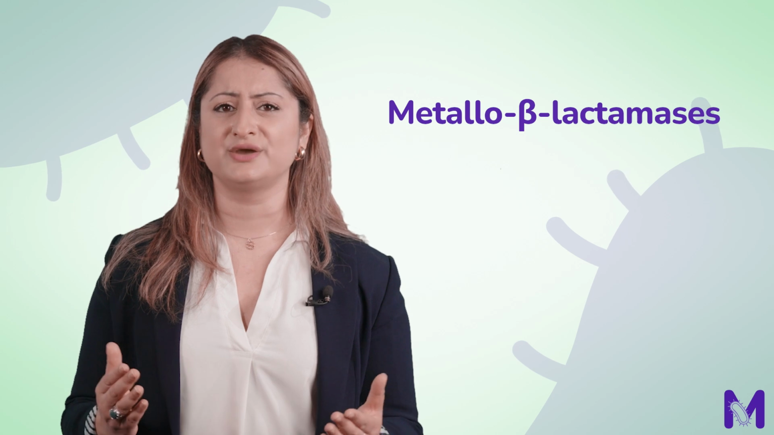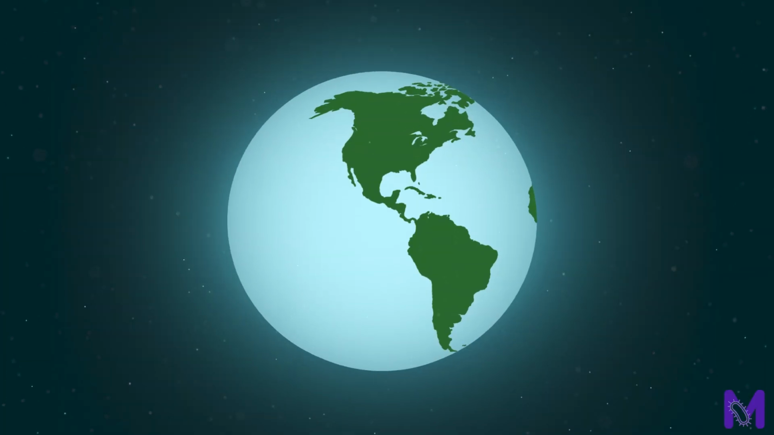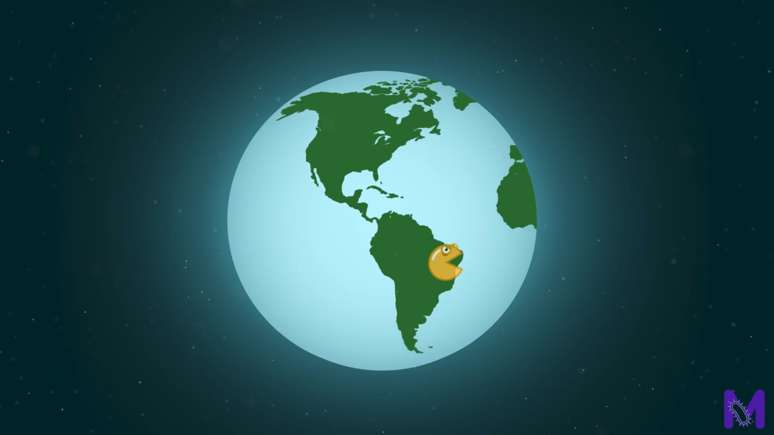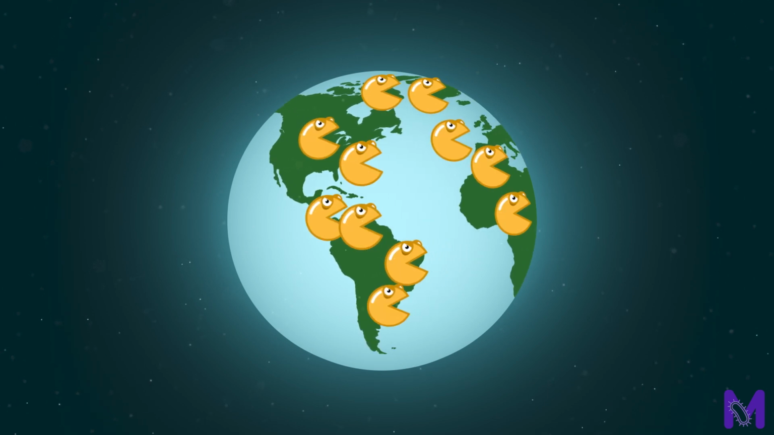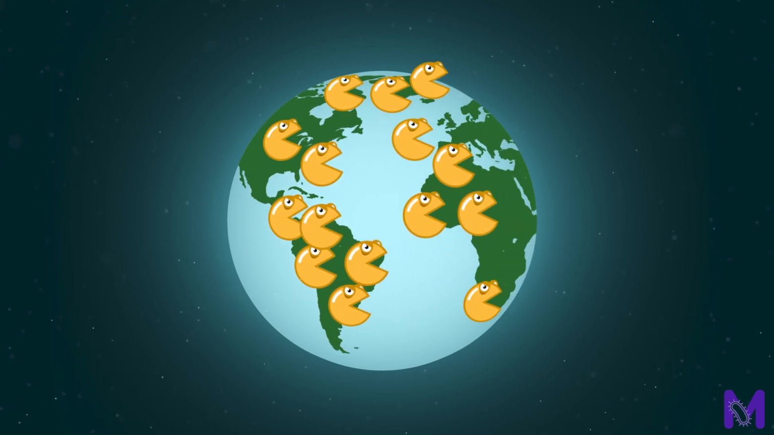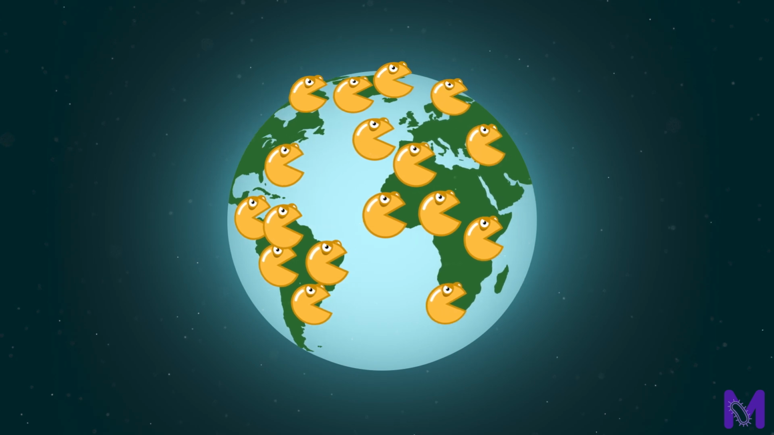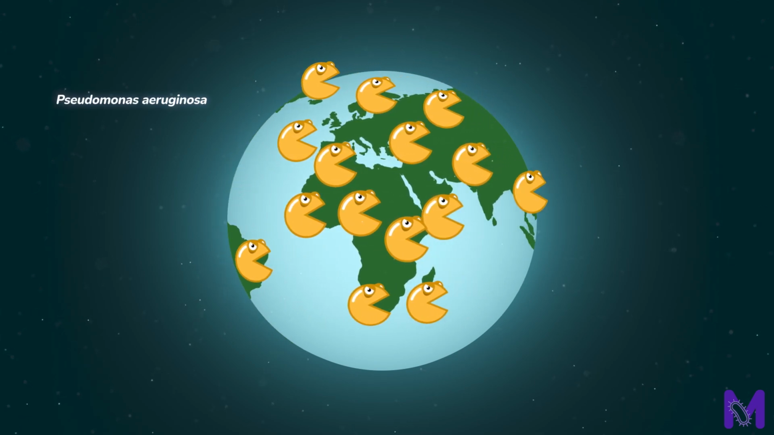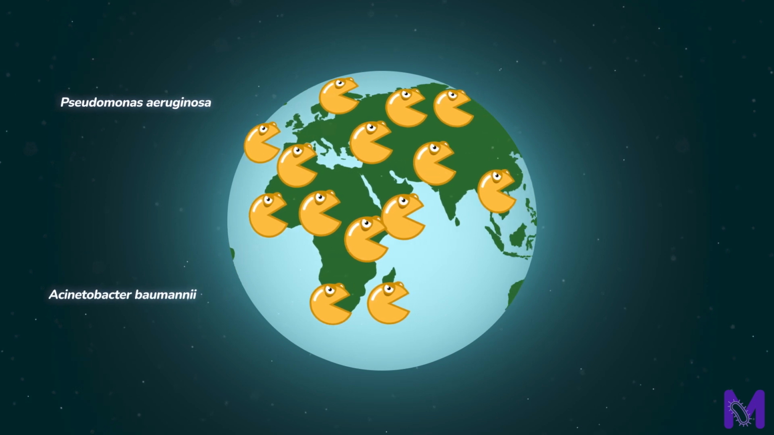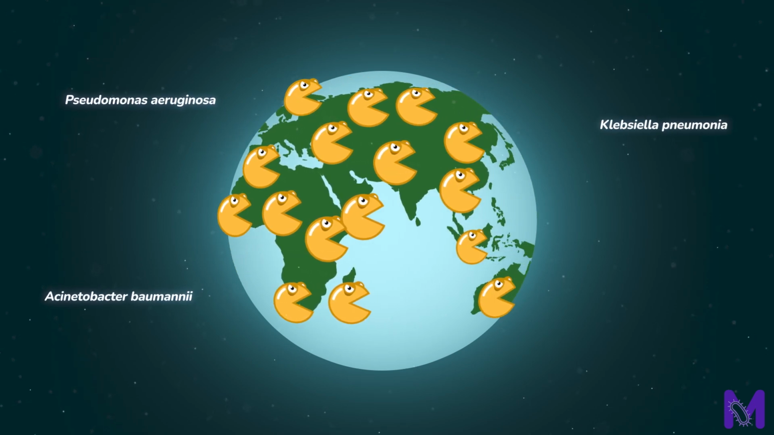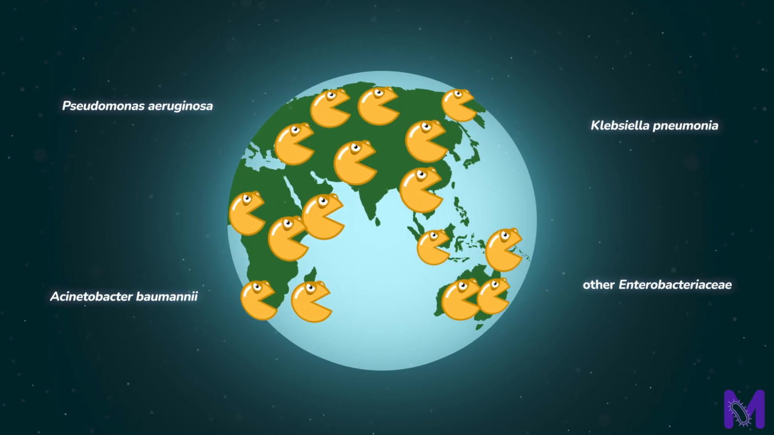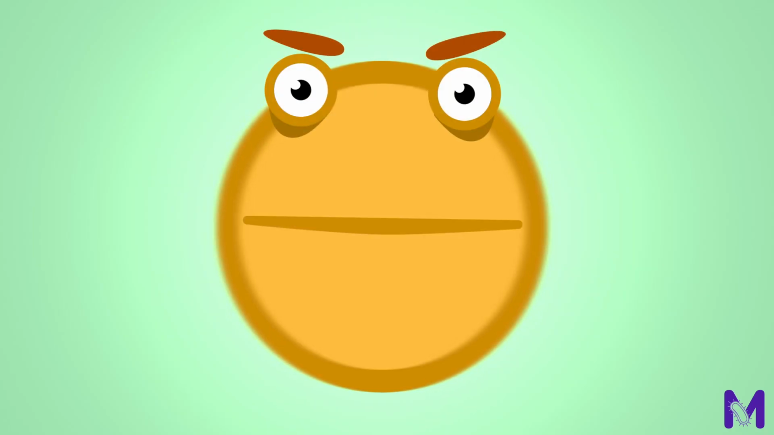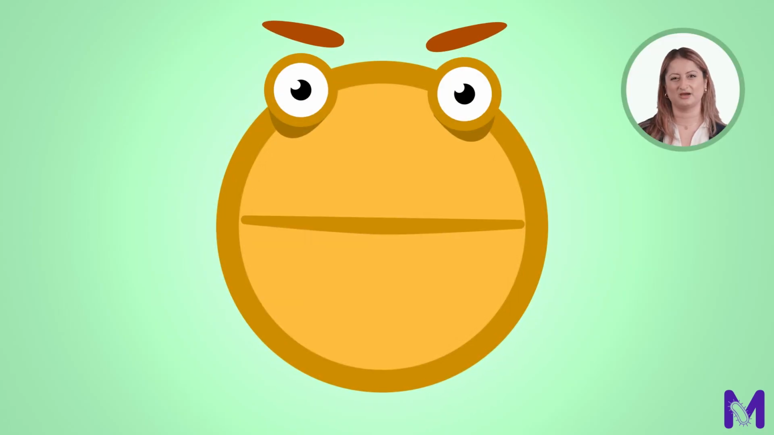Metallo-beta-lactamases, also known as MBLs, are a type of beta-lactamase. MBL-producing bacteria are present and increasing worldwide, and it's becoming the most prevalent and clinically significant determinant of carbapenem resistance. MBL resistance has been found in Pseudomonas aeruginosa, Acinetobacter baumannii, Klebsiella pneumoniae, and other Enterobacteriaceae. Next, we are going to dive a little deeper into how MBLs target antibiotics.